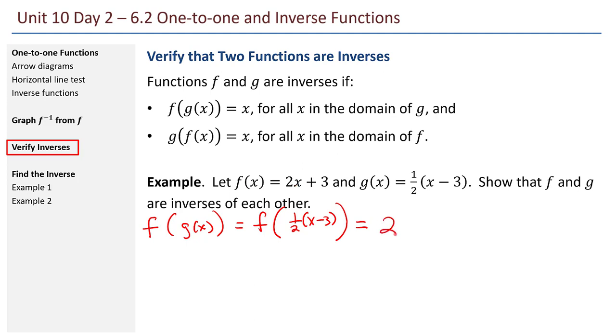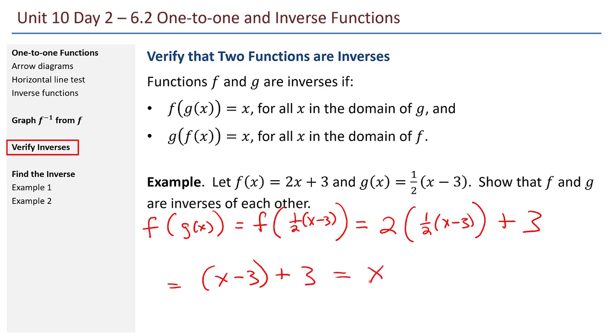So f of anything is 2 times that anything plus 3. So I get 2 times that whole expression, 1/2 x minus 3, plus 3. I will multiply the 2, so I get 2 times 1/2, and that gives me x minus 3, but then I still have that plus 3 at the end. Now look at that, x minus 3 plus 3 equals x, which is great.